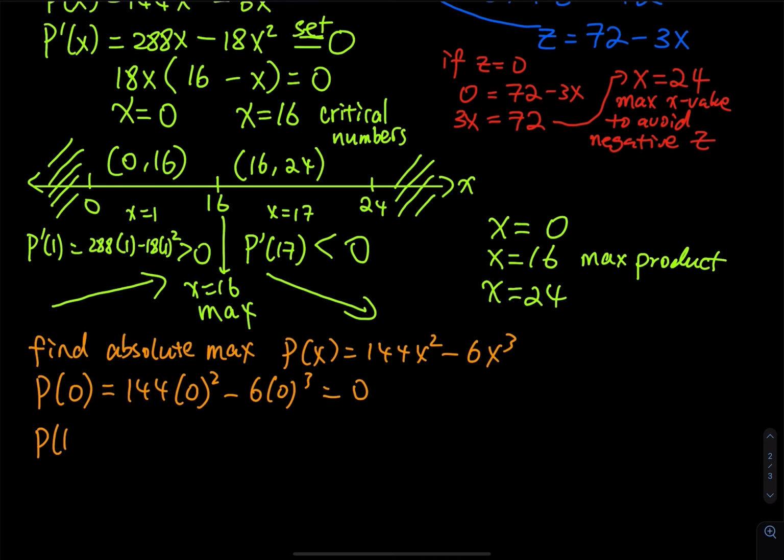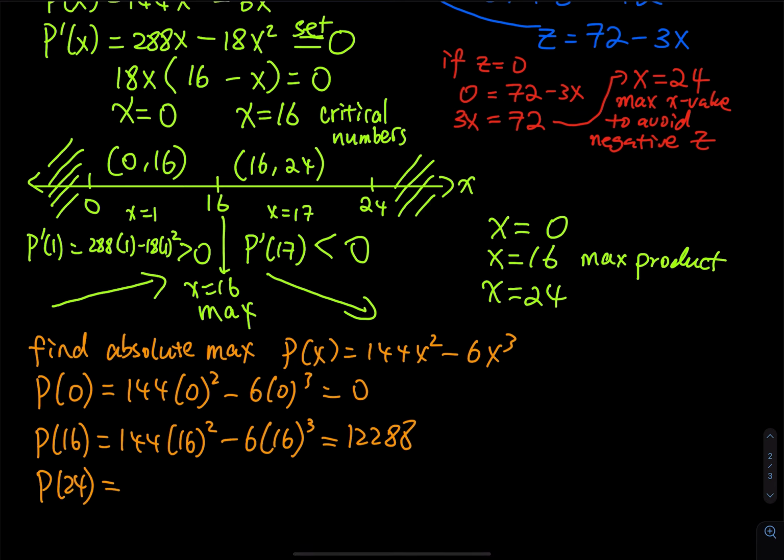And then 16. You have 144 times 16 squared minus 6 times 16 to the third power. So this one equals 12288. And then when x equals 24, unfortunately, after the plug-in, the product equals 0. So that tells me the 12288 is the max product. Maximum product. And then can you tell me the x, y, and the z?